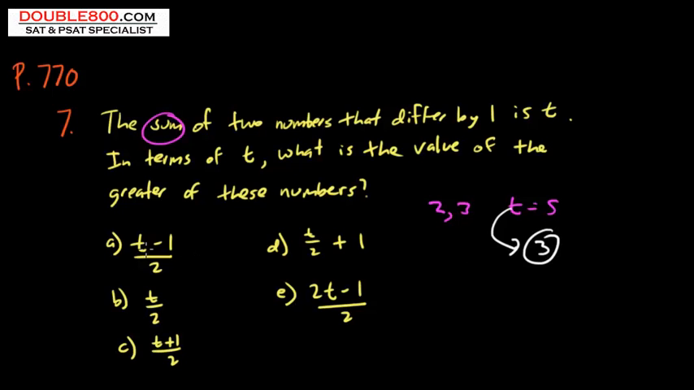So we're going to substitute for t. 5 minus 1, 4 over 2, that is not 3. 5 over 2, that is not 3. 5 plus 1, 6 over 2, that is 3. You don't really have to check these last two, since they don't work as well.